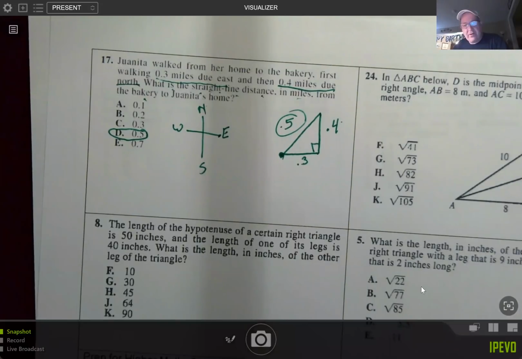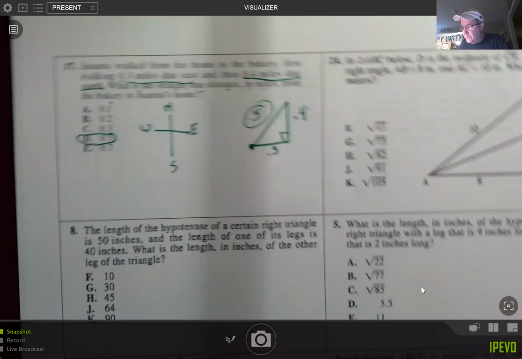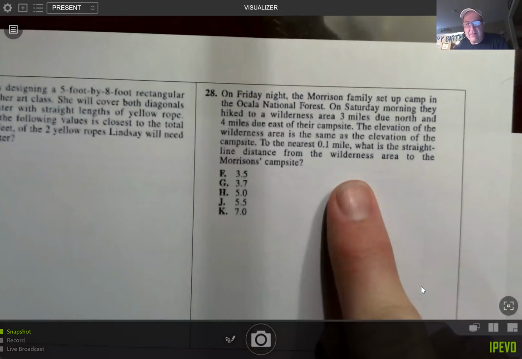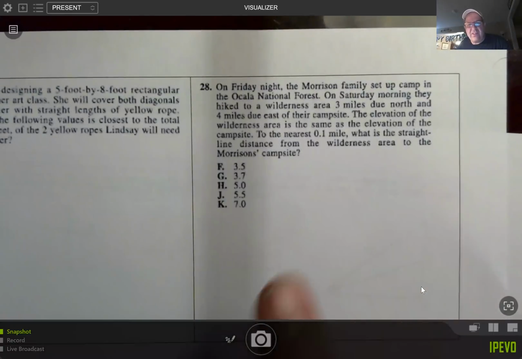All right, I'm gonna have you do one that's just like this one with Juanita. It's right here, it's number 28. I'm gonna give you only 30 seconds on this one though.